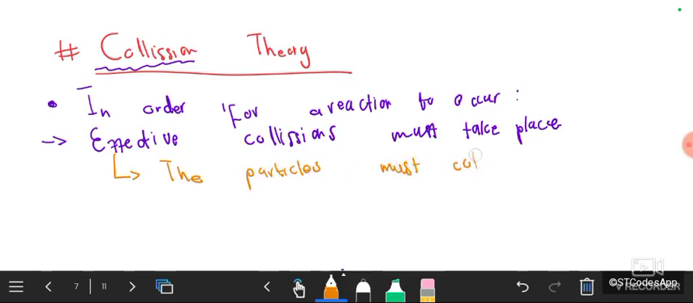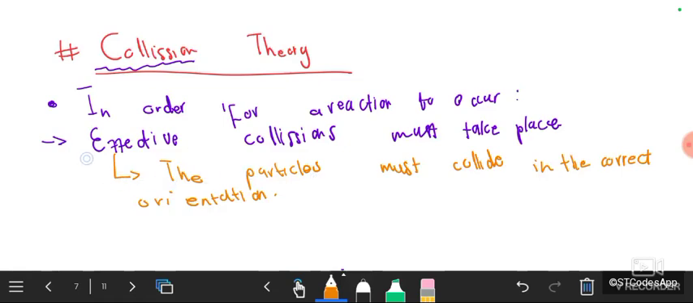You must keep that. Must collide in the correct, which is another keyword, in the correct orientation. It's still an introduction. Don't try to grasp everything all at once. It won't happen. Don't do that to yourself. The particles must collide in the correct orientation. What do I mean? I mean that they must be in the same shape or same size, whatever, for them to result in an effective collision.